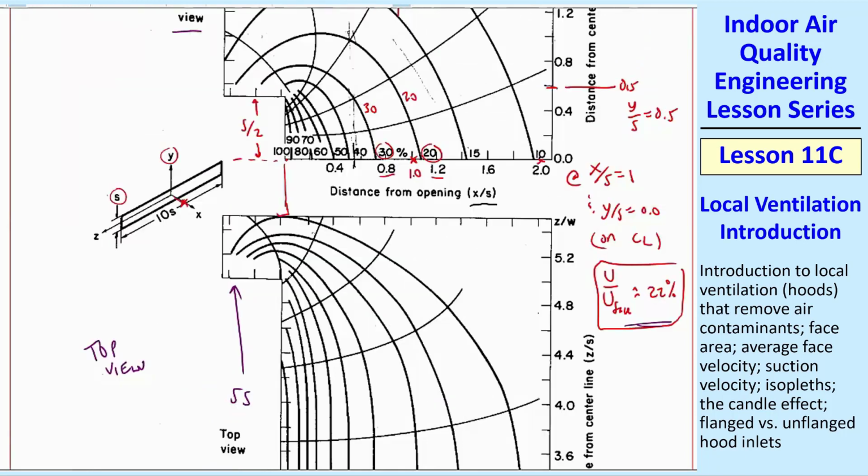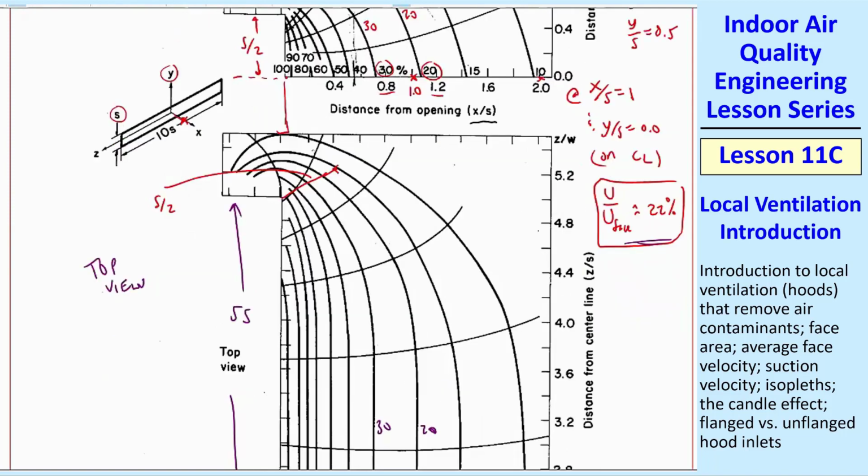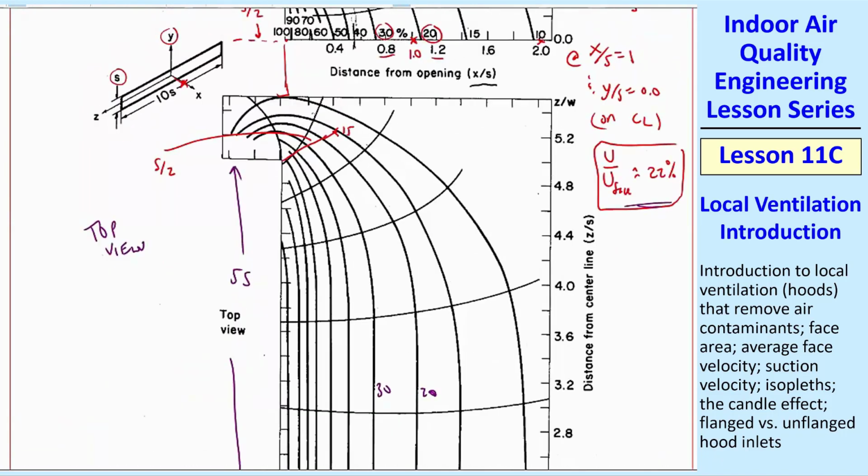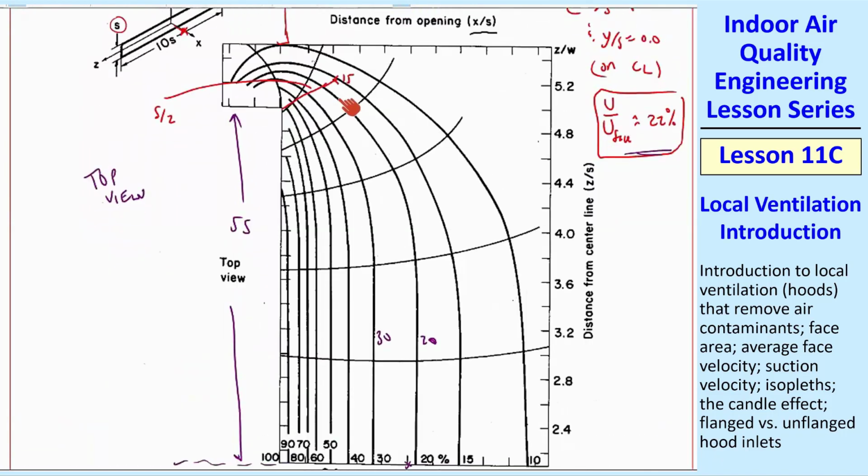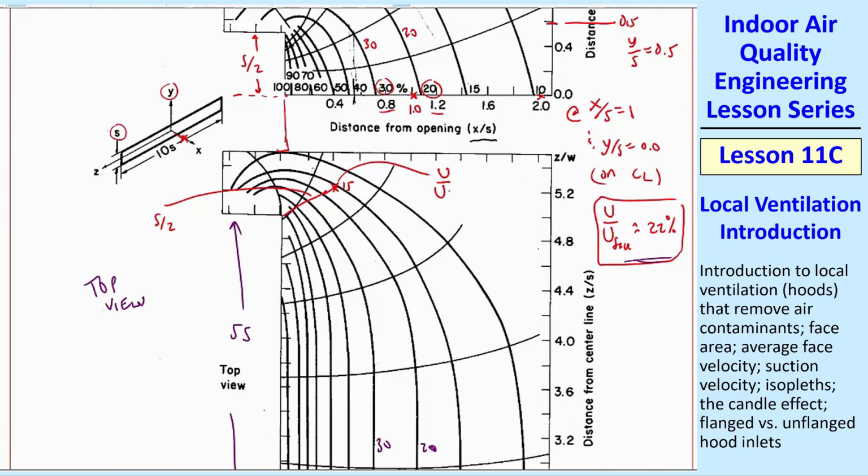For example, we come 45 degrees out. That distance is s over 2. We're at the 15% isopleth. In other words, at this location, u over u face is only about 15%.